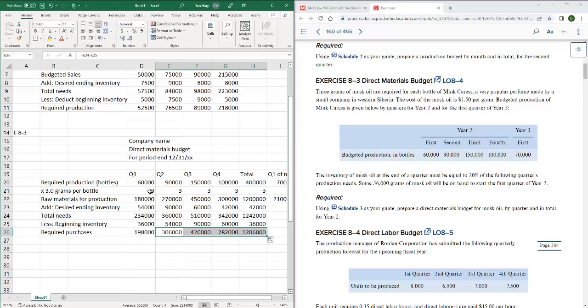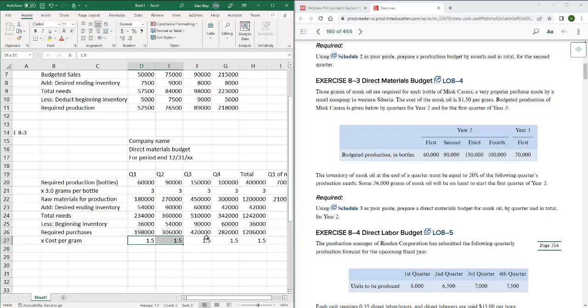Now, one thing we often do on the materials budget as sort of an ending point or a bottom line is to then project what this is going to cost us. So times cost per gram, and I'm going to fill this out on a quarter by quarter basis as well. So they told us in the setup the cost of this oil is $1.50 per gram. And they didn't give us any indication that's going to change throughout the year.